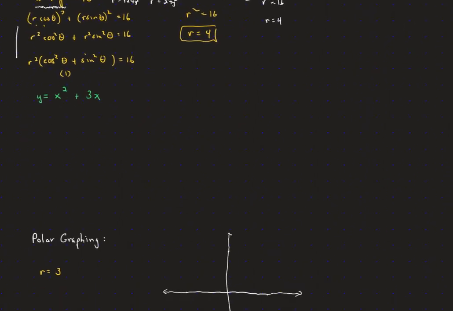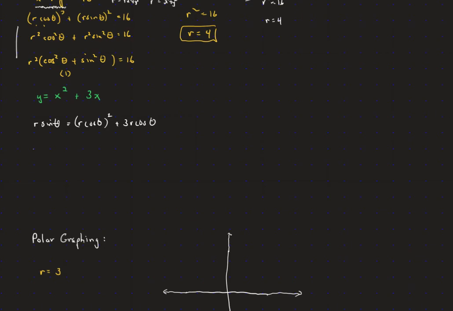Okay, let's try the next one. So here we've got our x's and y's. So let's try making our conversions. Y is r sine theta, and x squared is going to be r cosine theta squared, and we got a 3r cosine theta there.